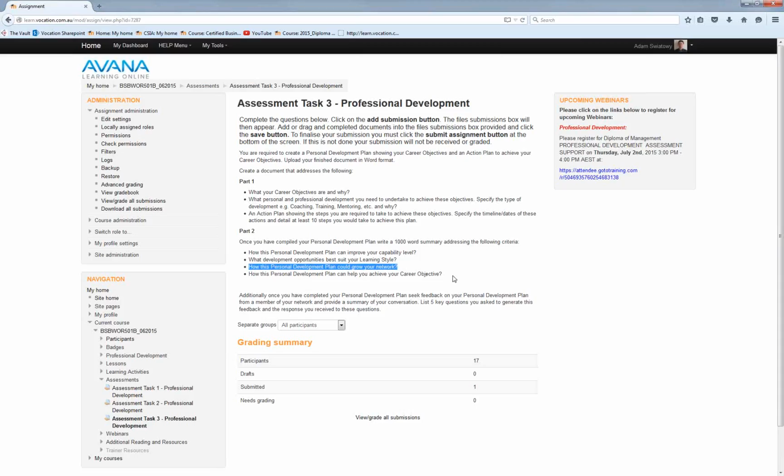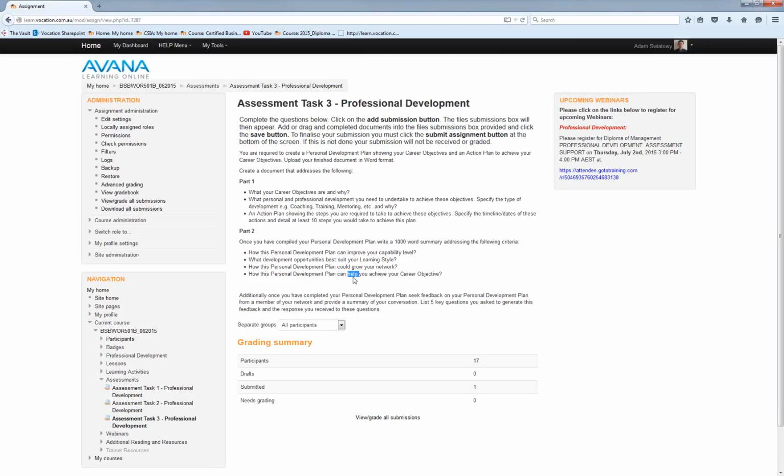This one's interesting. How do you feel this personal development plan could grow your network? So what is it about your personal development plan that you've just designed that's going to help you grow your network? So look at the people that you've included here on your action plan. Look at the other people that you're engaged with here through your professional development. Be creative. Give me some creative answers for this one. There's many ways that this can be answered. So really, this is a reflection on you. How can this personal development plan grow your own personal professional network?